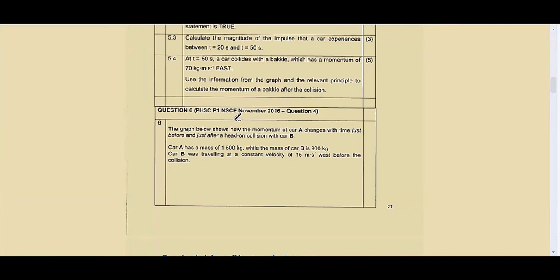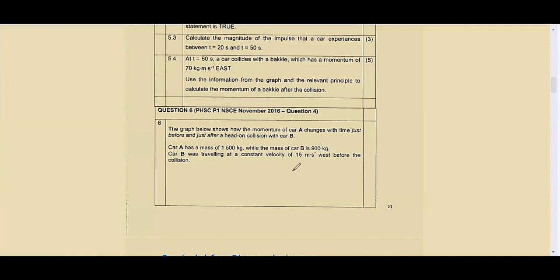It says the graph below shows how the momentum of car A changes with time just before and just after a head-on collision with car B. Car A has a mass of 1,500 kg, while the mass of car B is 900 kg. Then we are told that car B was traveling at a constant velocity of 15 meters per second west. Pay attention to that. We are told that the direction there is west.